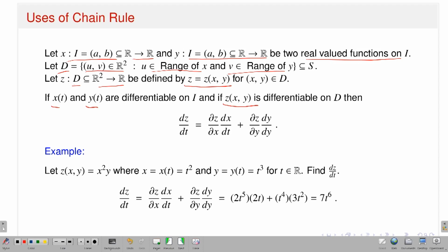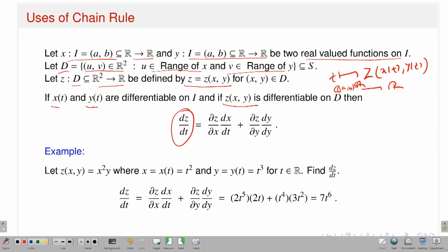And not only that, I can talk about the derivative of z with respect to t, because since x of t and y of t are differentiable, this function t goes to z of x of t comma y of t, right. This is the function. So it is a function from where to where? It is a function from t running over what? The open interval (a, b), right. And what is the range of z? This is also R. So it is a function from R to R. So I can talk about the derivative of z with respect to the t variable.